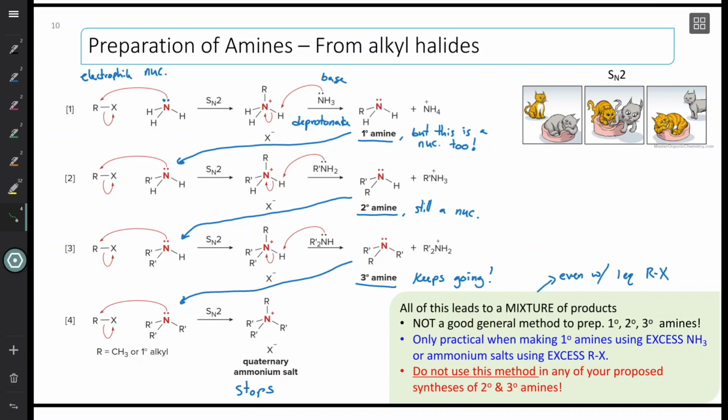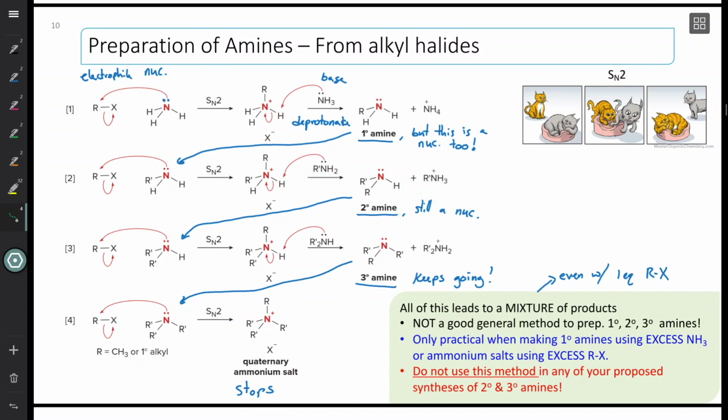They'll all have reacted. The only practical use for this is you could make a primary amine with excess ammonia, right? If you have so much NH3 that basically it is always going to be the nucleophile, and then the primary amine doesn't really get the chance to see the electrophile. You need a huge excess of ammonia, but ammonia is cheap, so that can work okay.